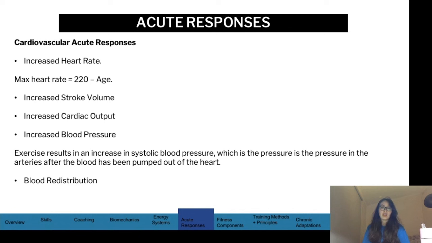This is a formula and a calculation you will need to do. So 220 take away your age is your maximal heart rate. Make sure you write this as beats per minute, because you can often lose marks by not saying beats per minute. Once again, do understand them.